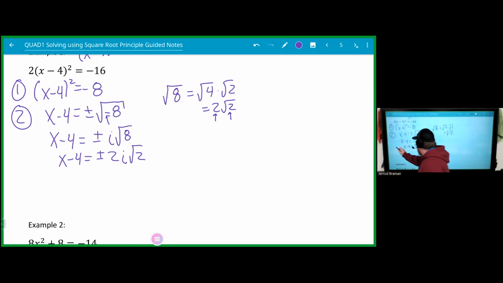Now, that was step 3. I know it's imaginary, but that's what it is. We do have to do a step 4 here because x has not been solved for.